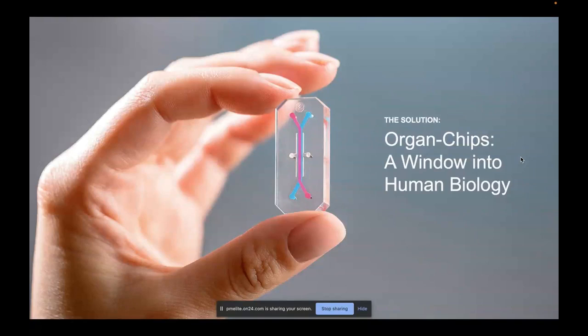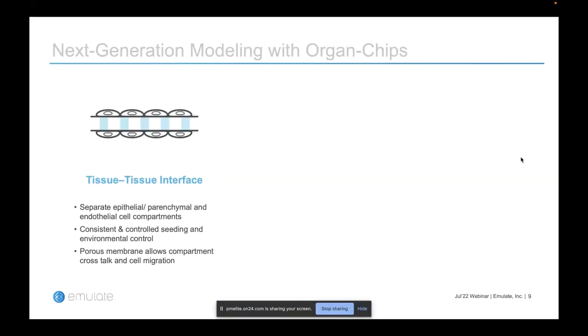So we believe that organ chip technology is a way to extend this biology and open up a new window in human biology. So let's talk about the fundamentals of organ chips. So first, there's tissue-to-tissue interface. Organ chips allow you to have a separate epithelial or parenchymal chamber, as well as a separate endothelial or vascular chamber. We have workflows that enable consistent and controlled seeding of cells across those two chambers. And we have a porous membrane that separates them.